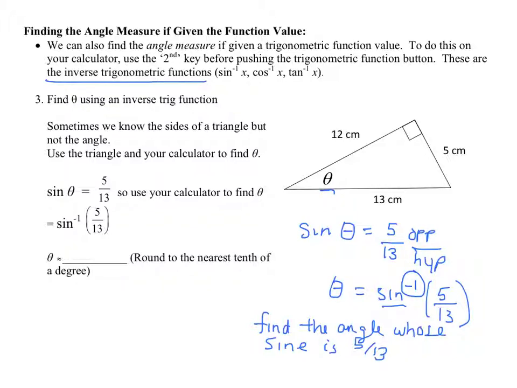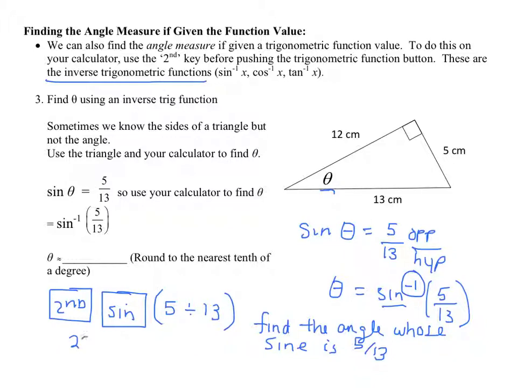The minute I see inverse sine, I say to myself, I want to find the angle. So what you're going to do to get that is use the second button on your calculator. Press second, press the sine button, and then put in 5 divided by 13. And we're going to round to the nearest tenth of a degree. Don't forget to end your parentheses, because this will come up with the first one, but you got to do the last one. Occasionally you don't have to, but it's always safe to put it in.